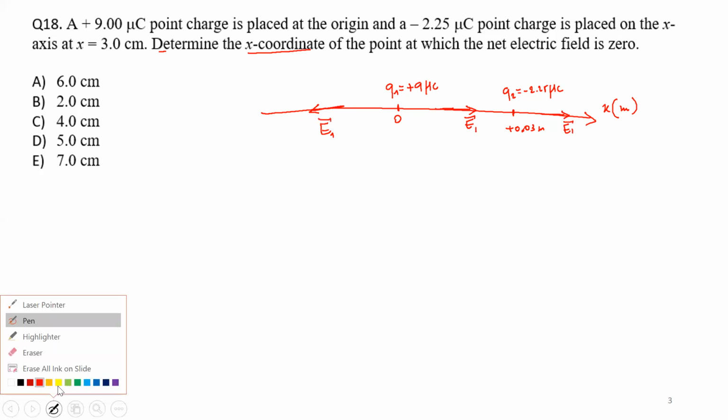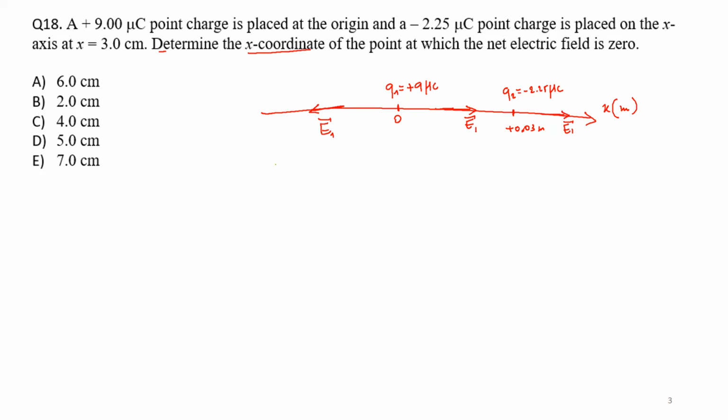Now, on the other hand, E2, let me put it in green. E2 is due to this point here, which is a negative charge. So the electric field should point towards the negative charge. So E2 will be like this here. E2 should be like this here, pointing towards, and E2 here should be pointing toward the negative charge. So you see, this is just the physics of the problem.